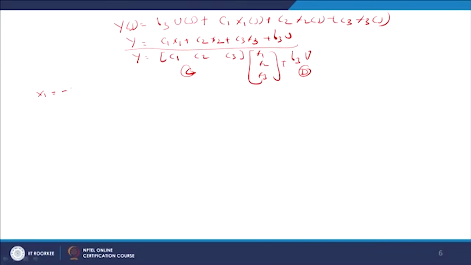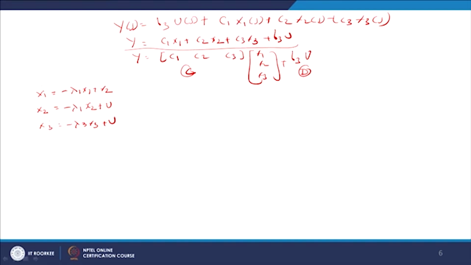Therefore, how many integrators are required? We require 3 integrators. First of all, we write the equations and then we try to formulate the model. The equations we have already derived, I am writing them down. x1 dot equals minus lambda 1 x1 plus x2, x2 dot equals minus lambda 1 x2 plus u, and x3 dot equals minus lambda 3 x3 plus u. See the equations: x1 dot, lambda 1 x1 plus x2; x2 dot, lambda 1 x2 plus u; x3 dot equals minus lambda 3 x3 plus u.